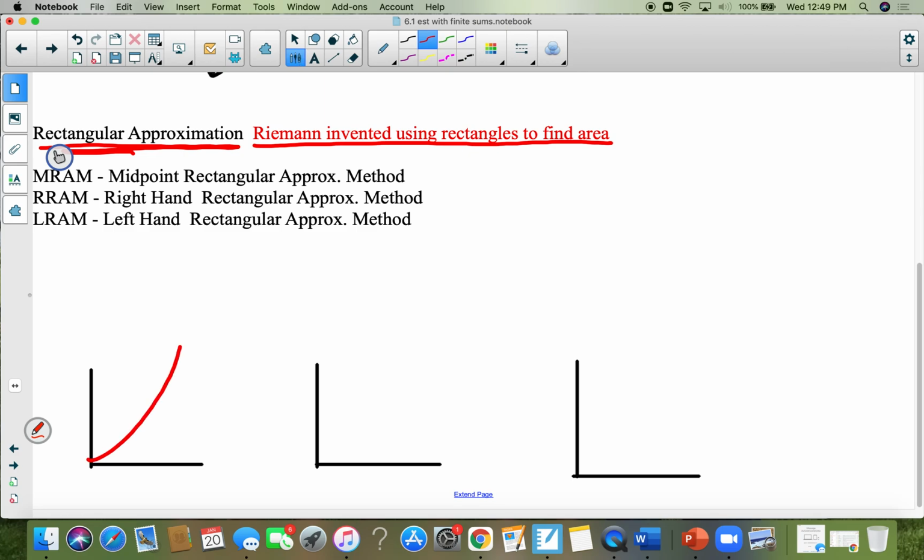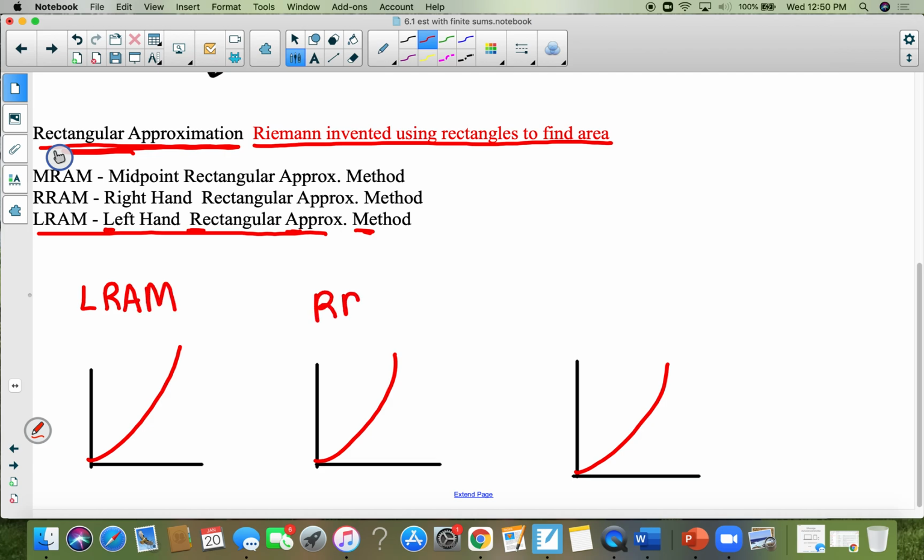So here's that parabola from up above. Here's that parabola from up above. And here's that parabola from up above. And I'm going to show you the left hand rectangular approximation method, the LRAM first. And then I'm going to show you the RRAM, the right hand rectangular approximation method, and then the midpoint rectangular approximation, MRAM. Okay, so basically, here's 3, remember? Here's 3.